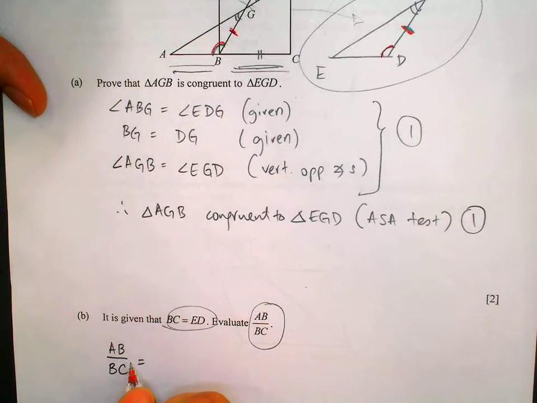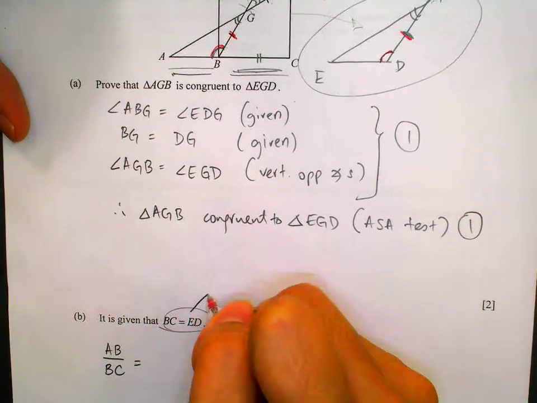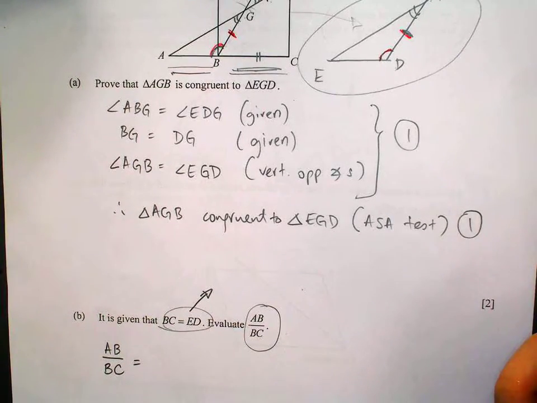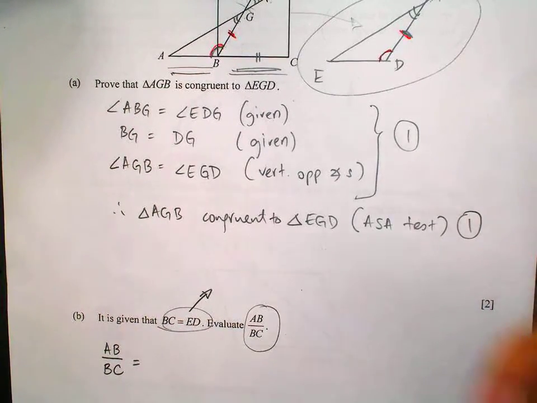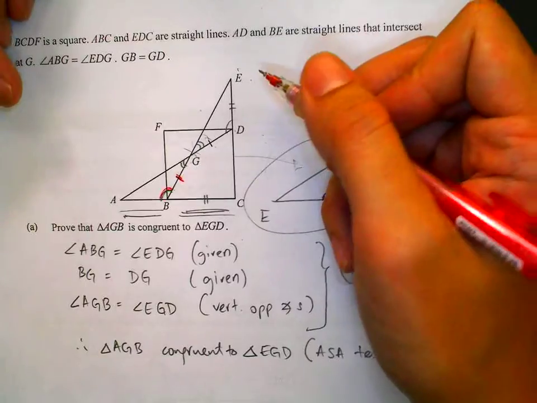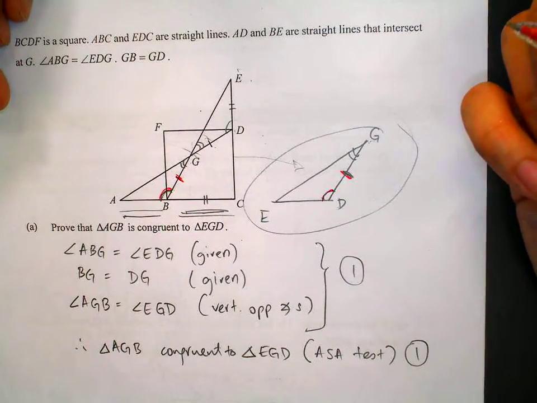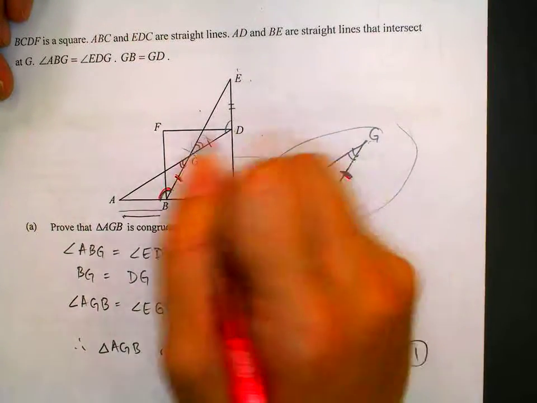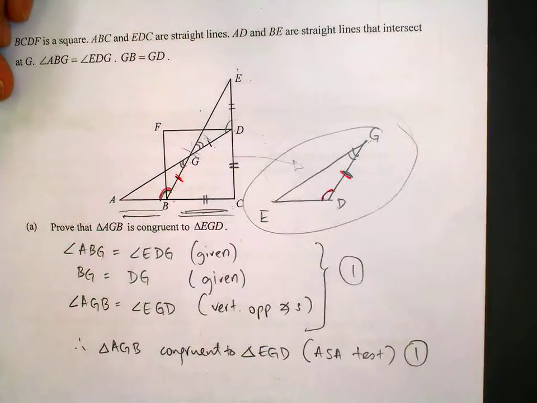Now look at this over here. BC equals ED, right? Yeah, they are different sizes. I purposely didn't draw it to scale. Now, since this is a square, then this one also must be the same, right?